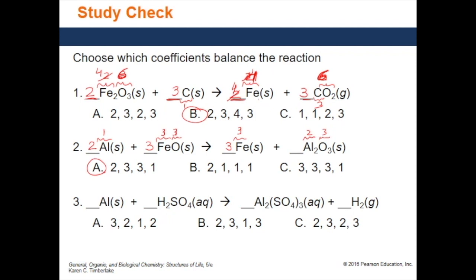Moving on to question number 3, which is aluminum. So again, I start: aluminum is 1. Aluminum on the other side is 2. To balance it, I need a 2 right here. So now it is 2 times 1, which is finally 2. Next, we move to H2SO4, which is sulfuric acid.